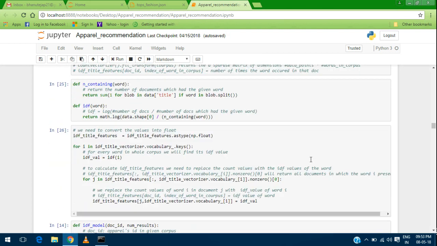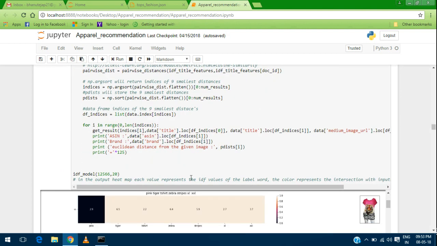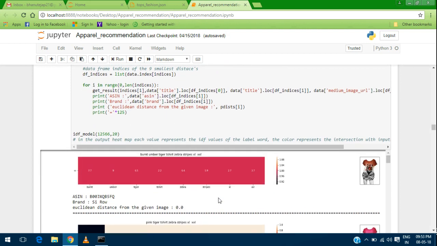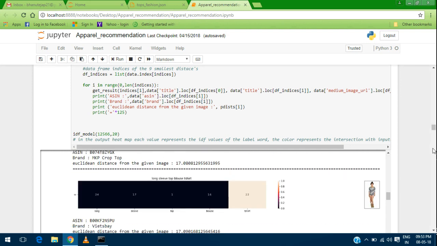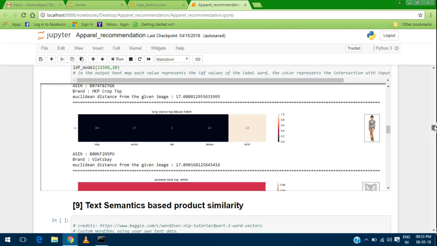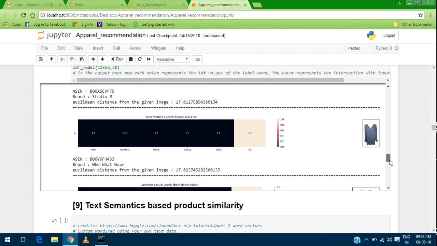Next, this is about only IDF. We'll be using only IDF. The same is used: 12566 is our product ID, and we get 20 recommendations for the query product. This is our query product. So these are the 20 products.